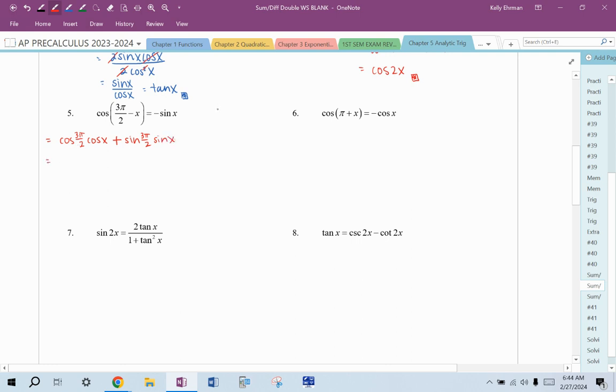Unit circle trig, the cosine of 3 pi over 2, which is this coordinate on the unit circle. The cosine is 0, times cosine x, plus sine of 3 pi over 2 is negative 1, times sine x, which simplifies to negative sine x.